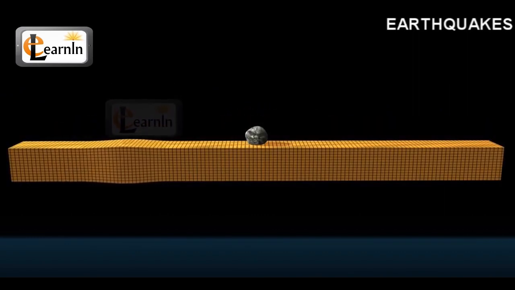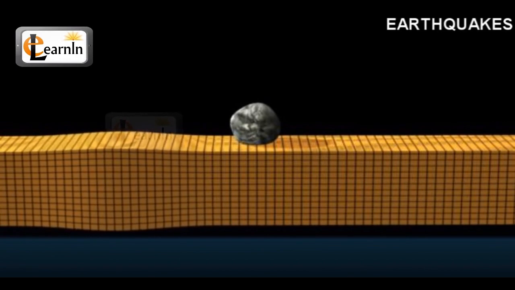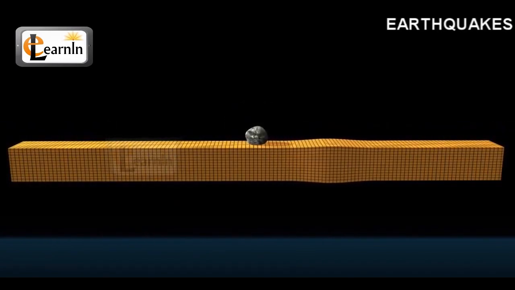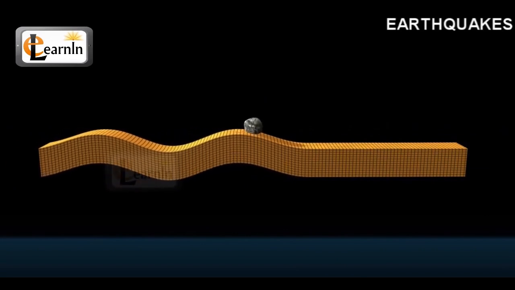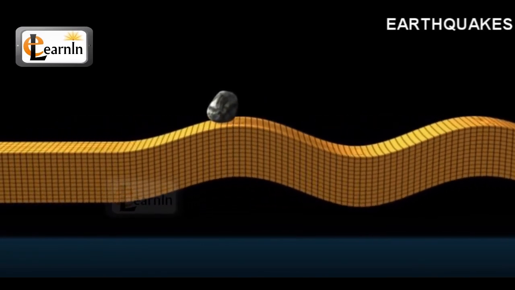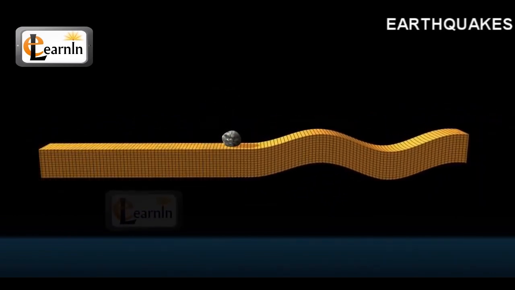The primary waves cause the particles of rock to vibrate forwards and backwards in the direction of the waves. Secondary waves, on the other hand, cause the particles to oscillate at right angles to the direction of the waves.